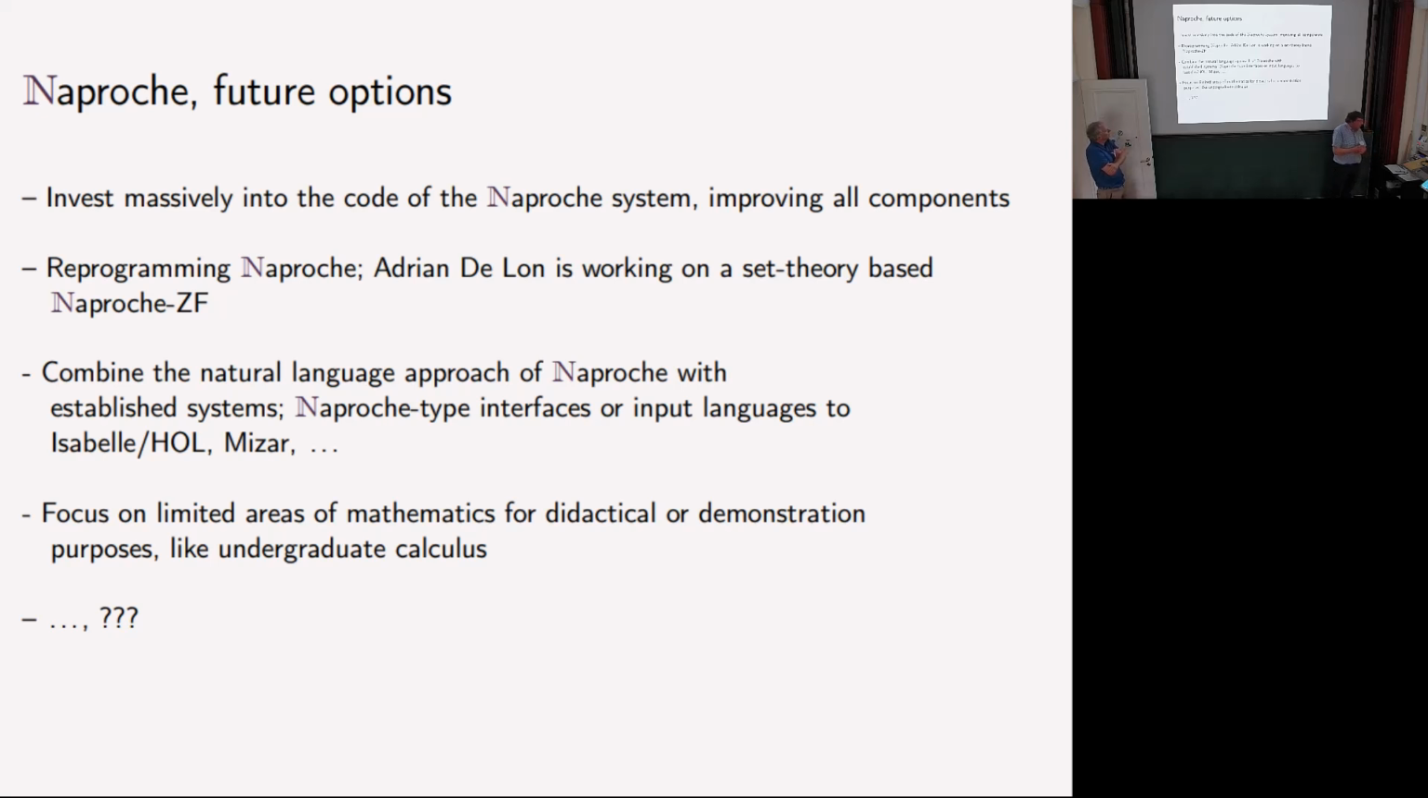So what could the future be? And of course, the future starts now and here. So what could one do? One could, of course, invest quite a lot in the improvement of the system, or indeed all the used components. Adrian Dollon, sitting in the back, is on the basis of Naproche developing a Naproche ZF system, more set theory based, much slimmer in various ways, and to be seen how that compares.